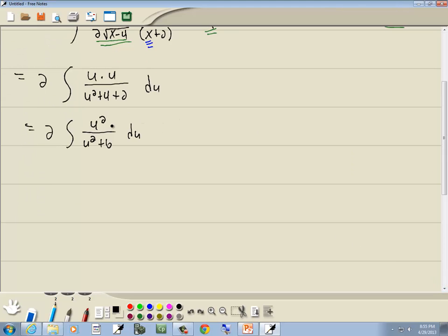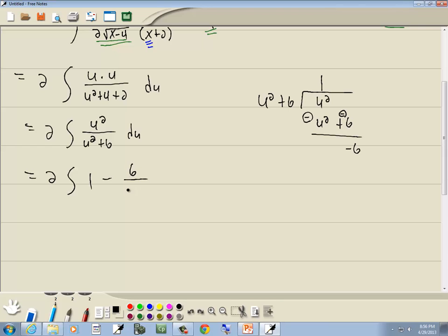Remember earlier, I said if the degree of the top is greater than or equal to the bottom, then you use long division. And that's what we'll do here. So I got u squared plus 6, and I'm going to divide it into the top part, which is u squared. You look at the first term of each, decide what to put up on top. You ask yourself what times u squared gives you u squared, and that'd be 1. Now 1 times u squared is u squared, 1 times 6 is 6. And remember, we're going to subtract this line, so that becomes a negative, this becomes a negative, so we got minus 6. So we can rewrite this as the integral of 1 minus 6 over u squared plus 6, du.